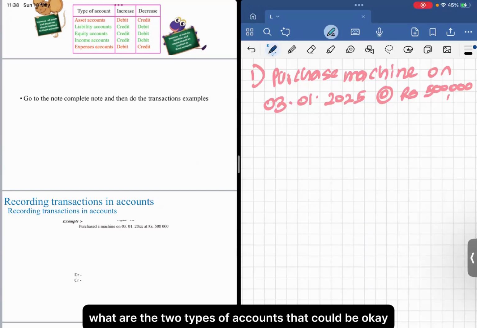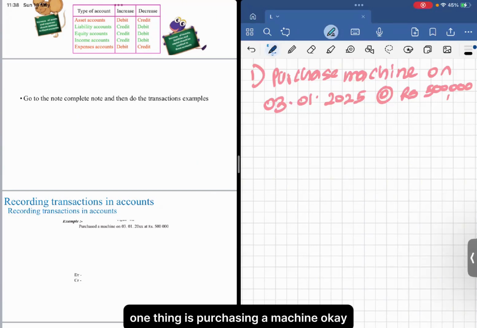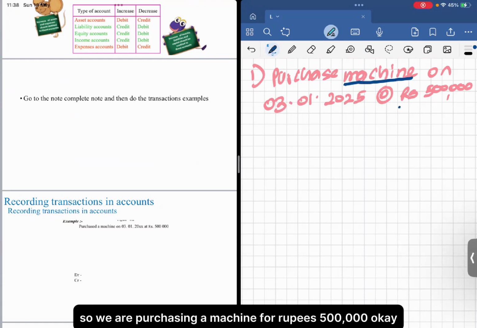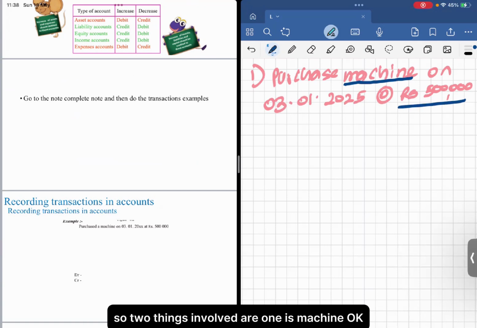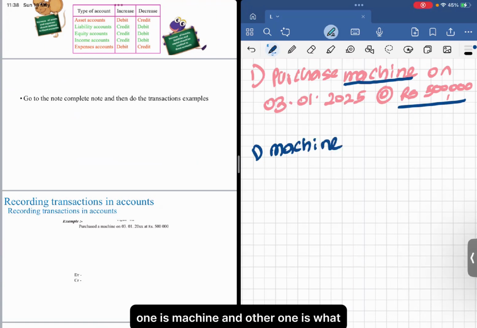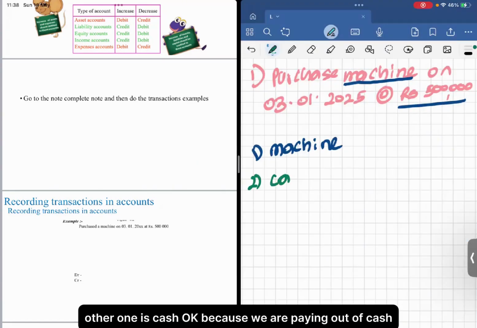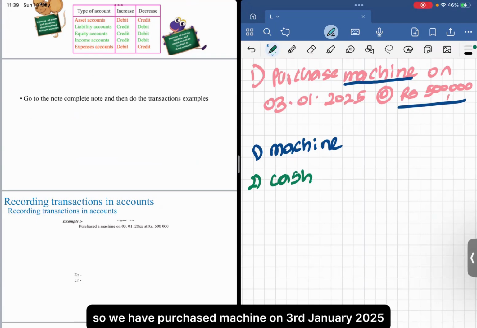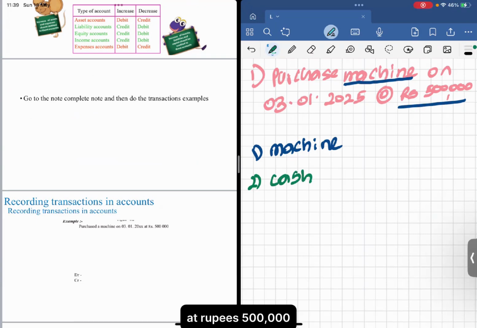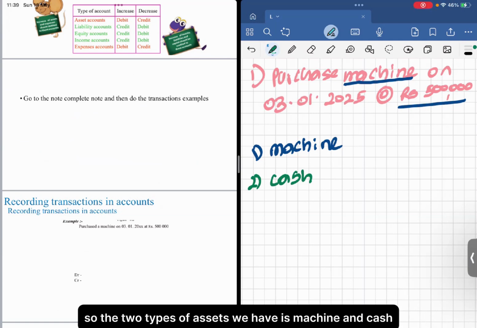Okay, so when we get a transaction like this, what we have to look at is, what are the two types of accounts that could be involved? One thing is purchasing a machine, for rupees 500,000. So two things involved are, one is machine, and the other one is cash, because we are paying out of cash. So the two types of assets we have are machine and cash.